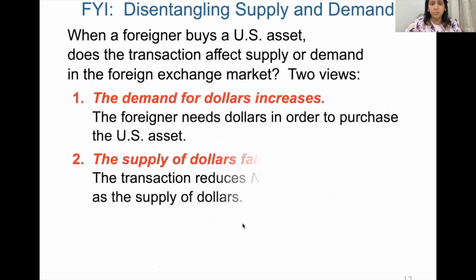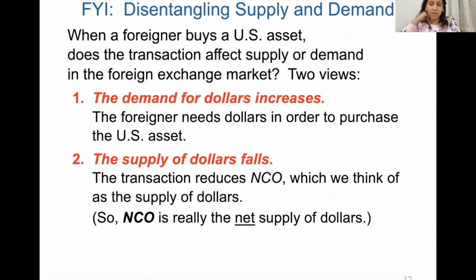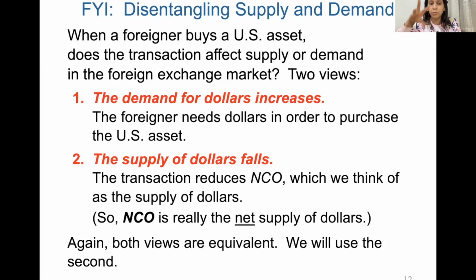Okay. Now, in a similar manner, say a foreigner buys a US asset, right? So two things will happen. Since the foreigner will need more US dollars to purchase this asset, the demand for dollars will increase. But at the same time, as we've understood before, whenever the foreign purchase of home assets is more than what we are buying from outside, there's a fall in the net capital outflows. In the diagram, we've seen that. So here, there are two effects that come into play. However, even though both views are equivalent, we will use the second one, which basically shows that NCO is the net supply of dollars, right?